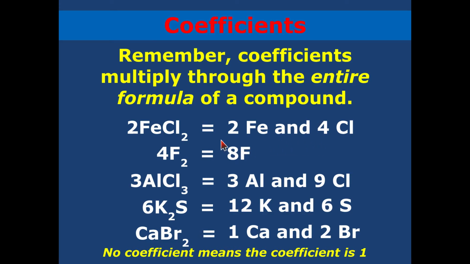The coefficients multiply through the entire thing. Once again, hippity-hoppity, distributing the property. So 2 goes to the Fe and the Cl, 4 goes to the F, 3 goes to the Al and the Cl, 6 goes to the K and to the S. And remember that if there is no number there, we always assume 1. So that is 1 molecule of CaBr2.